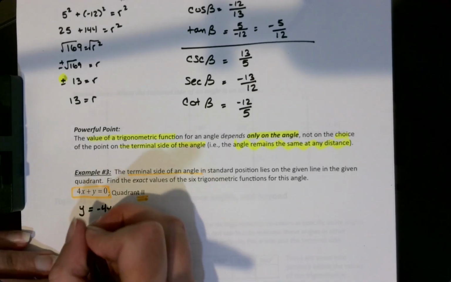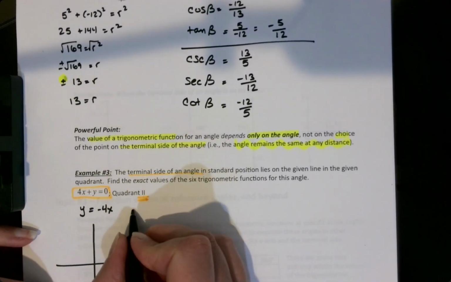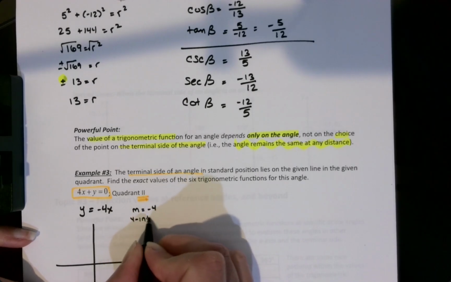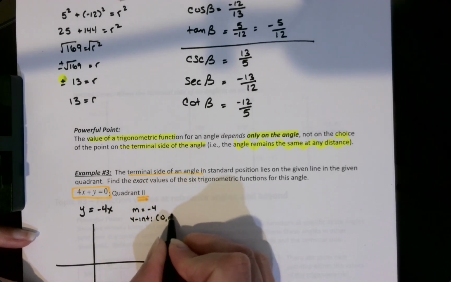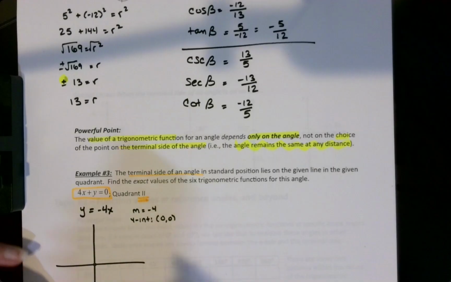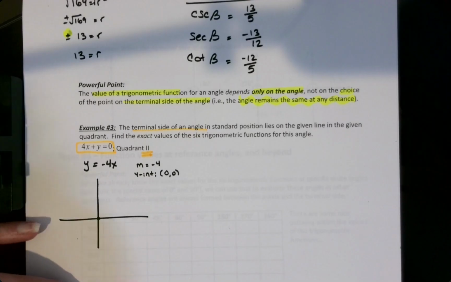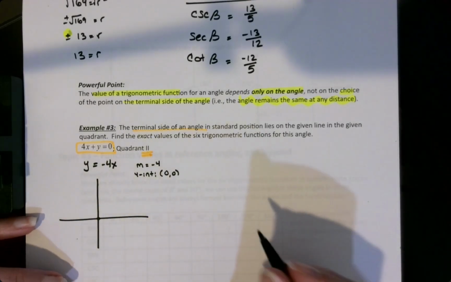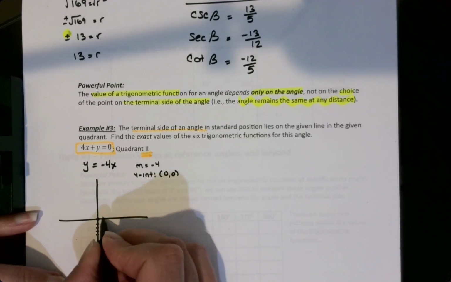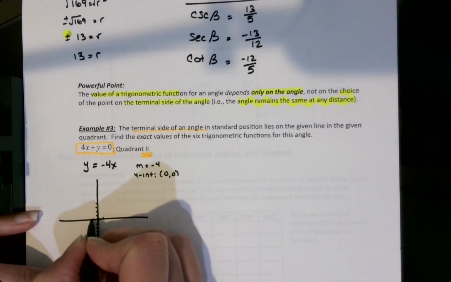Okay. And I'm going to make myself a graph. I know that this line has a slope of negative 4, and it has a y-intercept at 0, 0, since there is no b value. It was 0. So I'm going to have a point at the origin, which I actually need to create an angle that's going to have a vertex at the origin. So that's good. And the slope is negative 4. So we're going to go down 4 over 1, or we could go up 4, back 1.